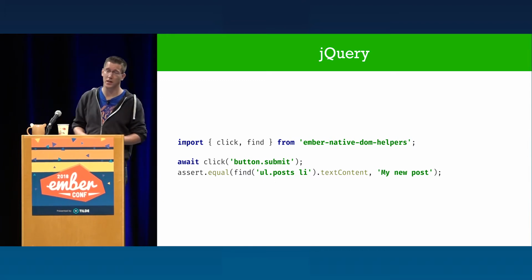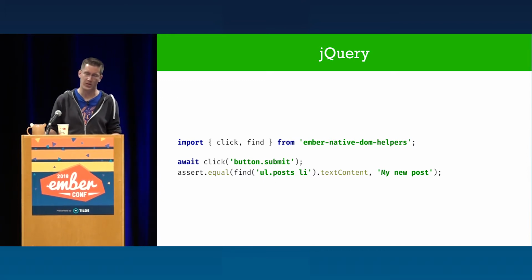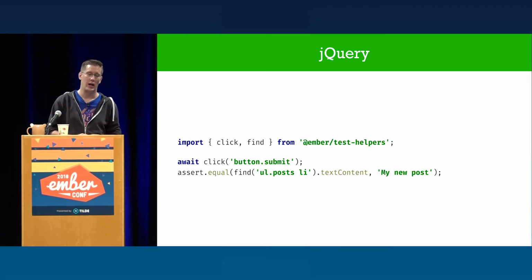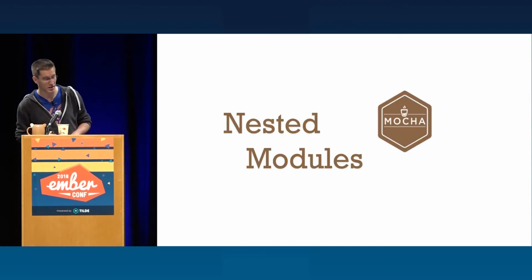So at the end of last year, we started extracting those helpers into an official add-on, and that is Ember test helpers, as you can see here. So basically, those are more or less the same helpers. There is one minor difference, though. The Ember test helpers only work with the new testing APIs. The native DOM helpers work with both, which makes it great as a sort of intermediate step towards migrating to the new APIs. All right, next topic, nested modules.